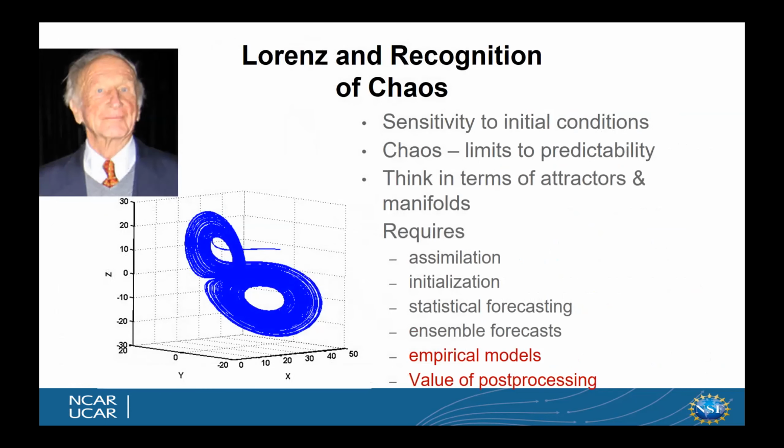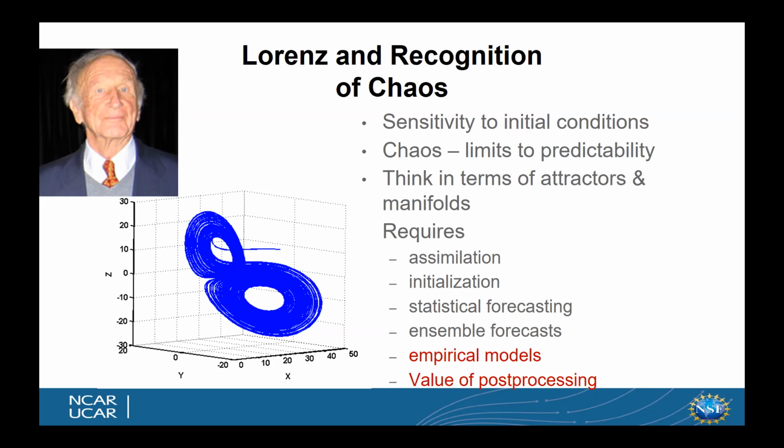Then people began to think that all we have to do is build bigger computers, discretize smaller, and we'll be able to predict the weather perfectly. But then along came Lorenz and a re-recognition of sensitivity to initial conditions, the fact that we have a chaotic, nonlinear dynamic flow that leads to limits of predictability. So then we began to think of weather in terms of attractors and manifolds, where we need to use data assimilation and initialization to get the best possible initial condition.